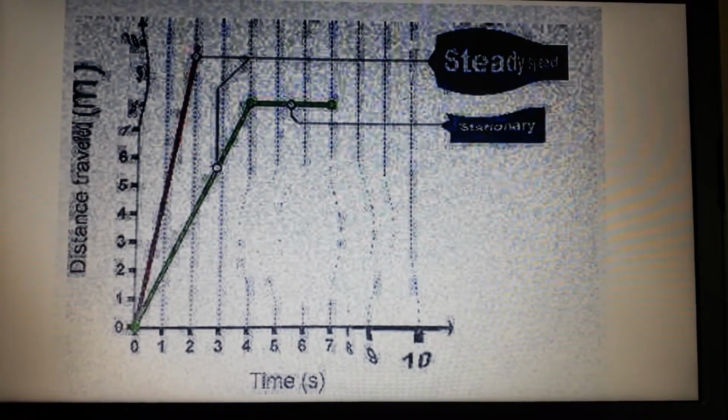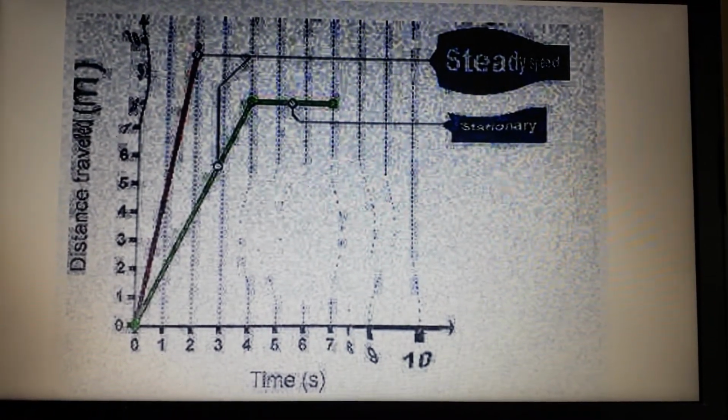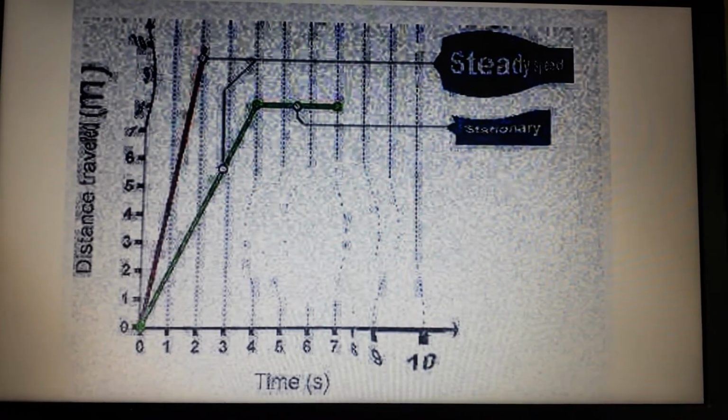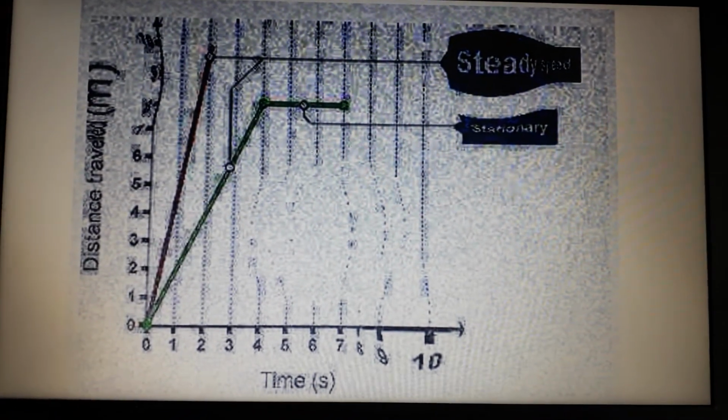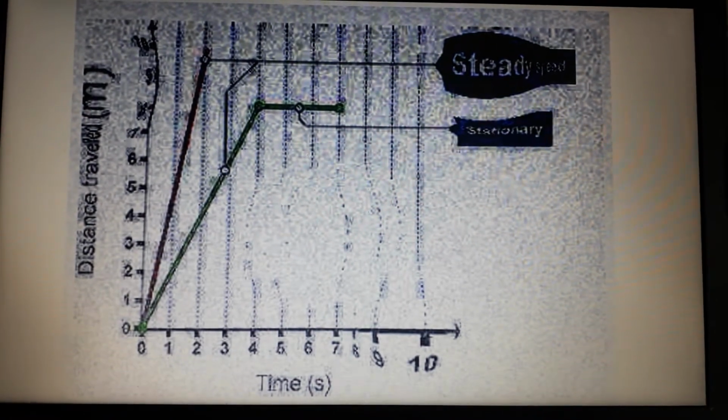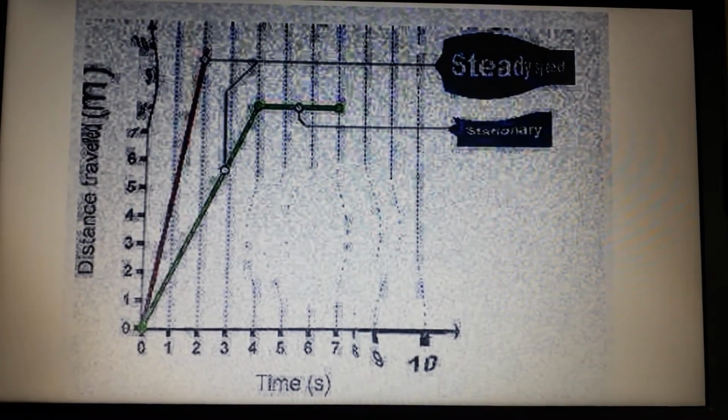As you can see here, the time goes along the x-axis, which is at the bottom. Damn, this graph do be kind of thick though. And the distance travelled goes along the y-axis. Ha ha.